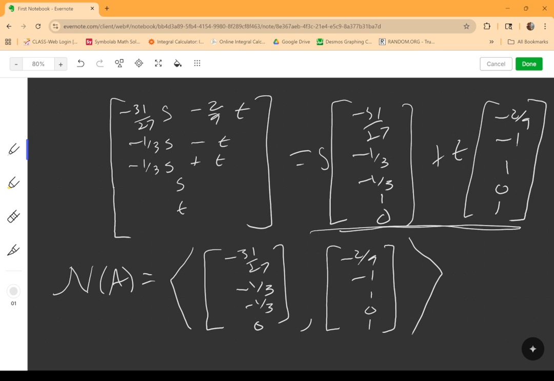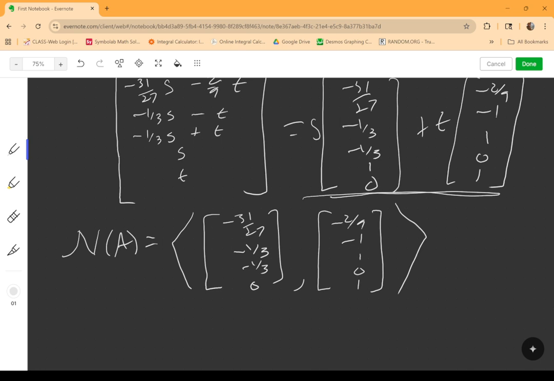Not only that, what that theorem tells me is I can use the span notation, and this is guaranteed to be linearly independent. So I don't even have to check it. That theorem tells me that if you find a null space this way, those vectors are linearly independent. That's a property of the process here.